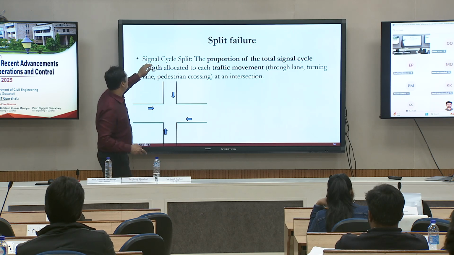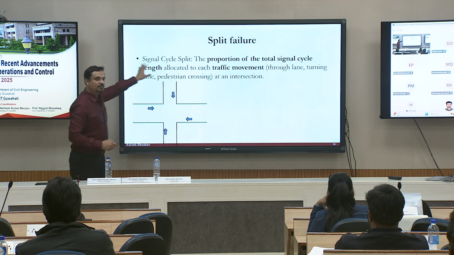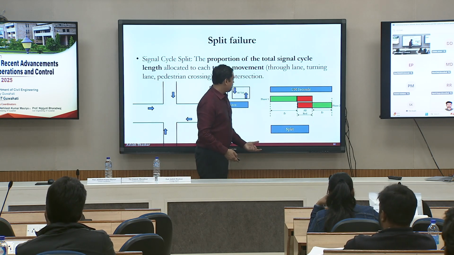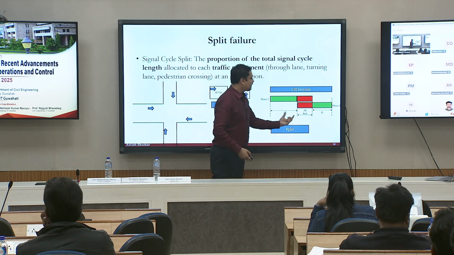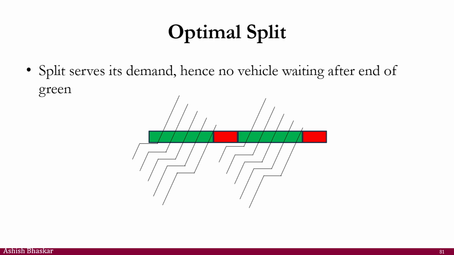Split means the proportion of the total signal cycle length allocated to each traffic movement. This is a signal cycle split which I just mentioned. It's not a failure at this stage. That's a split, right? For example, through phase, let's say 80% goes here, 20% there, the split is 80-20, right? That's a split.